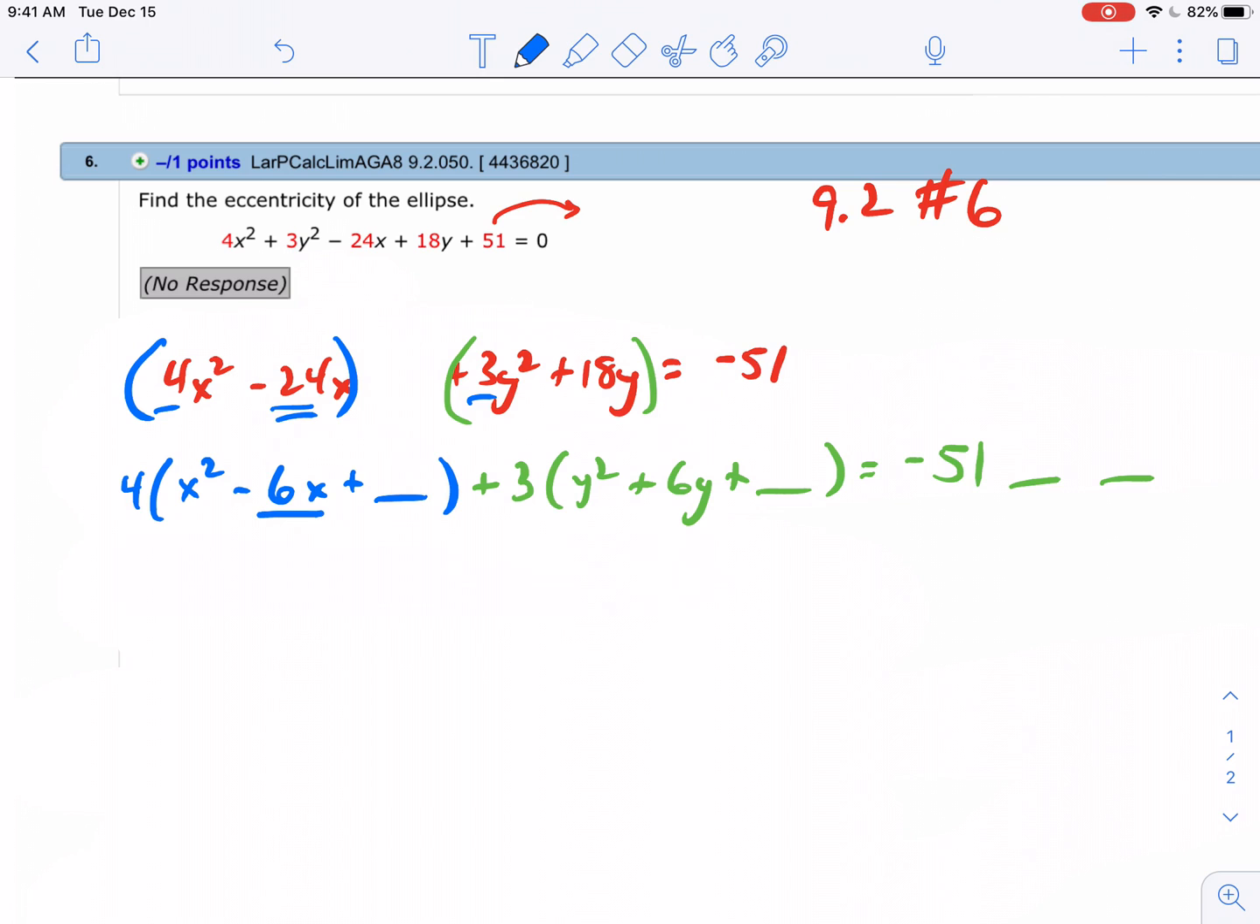So this is my new middle term, this negative 6. I'm going to take negative 6 and divide by 2, which is negative 3. I square it, and I get 9. But when I put 9 here, I should always check out front and notice that there's a 4. So even though I've put a 9 here, what I've done is I've changed my problem by 36. So I have to make sure I add 36 over there.